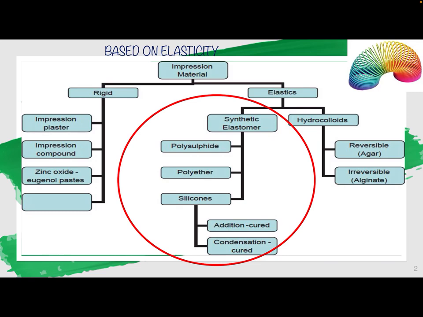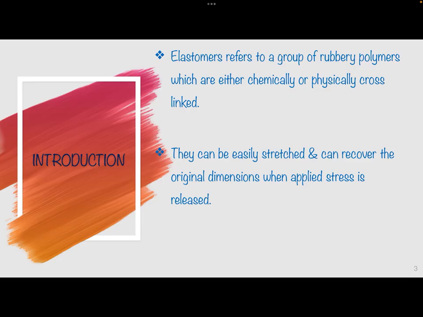Hydrocolloids, again, we know there are two types, reversible and irreversible. The reversible example is agar, and for irreversible it is alginate. The second portion of elastics is the elastomers, or the synthetic elastomers. They are basically divided into three: the polysulfide, polyether, and silicones. The silicones are further divided into two: the addition silicone and the condensation silicone.